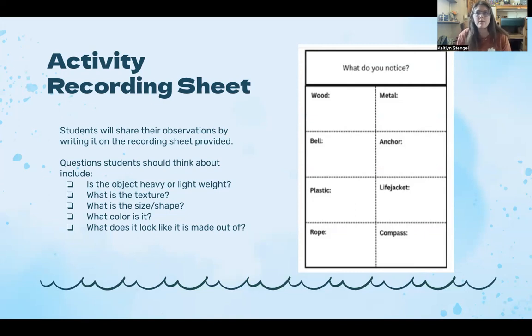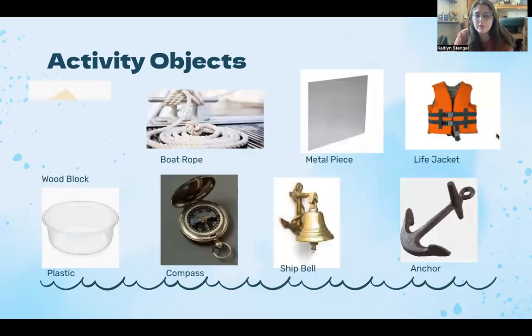This whole activity is all about materials that boats are made out of, as well as objects on boats. So, is it made out of wood, metal, plastic? As you see on here, wood, metal, and plastic are all materials they're going to be observing. They're going to be looking at their materials to see what makes them different, because boats can be made out of all of them.